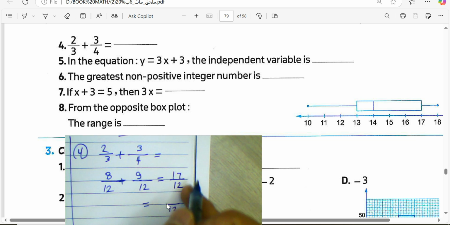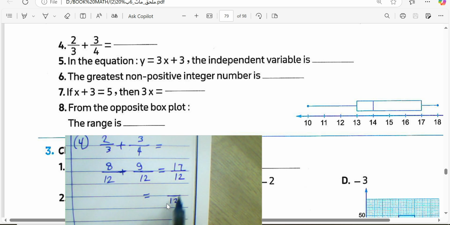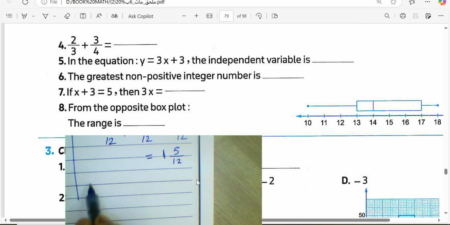Because 17 over 12 is an improper fraction, convert it to a mixed number. 17 divided by 12 is 1 with remainder 5. And the result will be 1 and 5 over 12. Okay, understood. Next question, number 5.